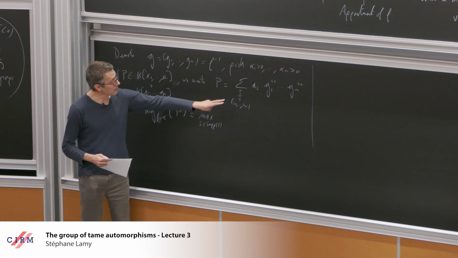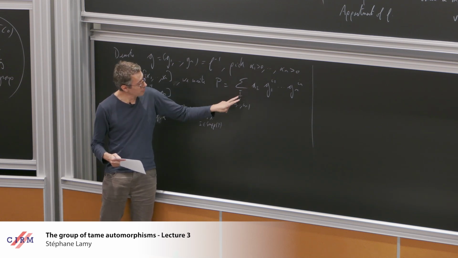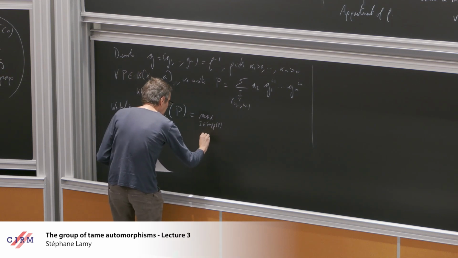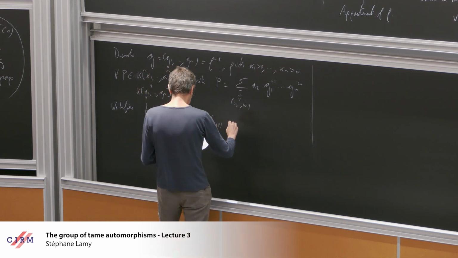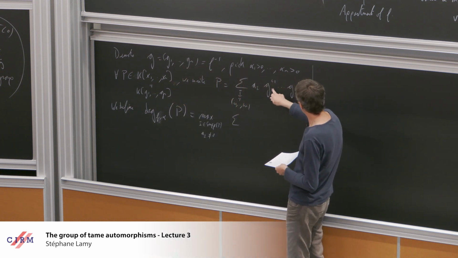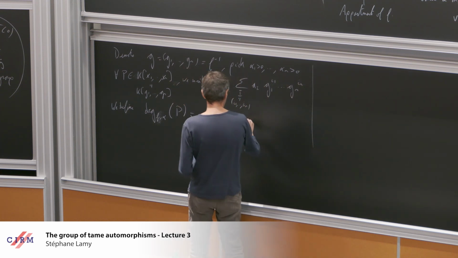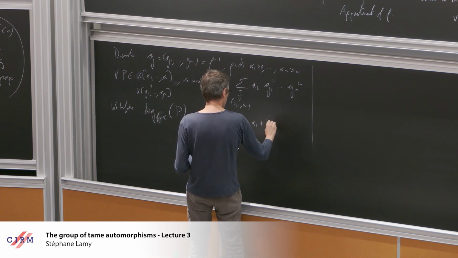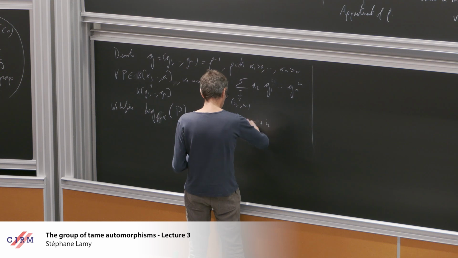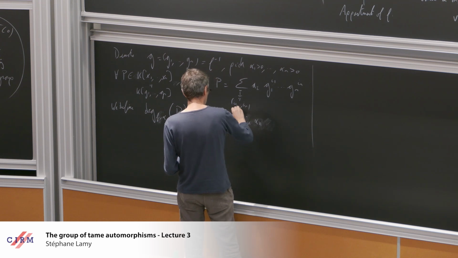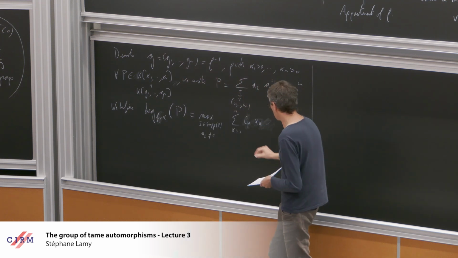So the support means the multi-index for which the coefficient is non-zero. That means that a_I is not 0. And I take the max of the degree, so I take e1 times the weight alpha 1 plus e2 times the weight alpha 2. So it's the sum of e_k alpha_k from k equals 1 to n. I take the max of it.